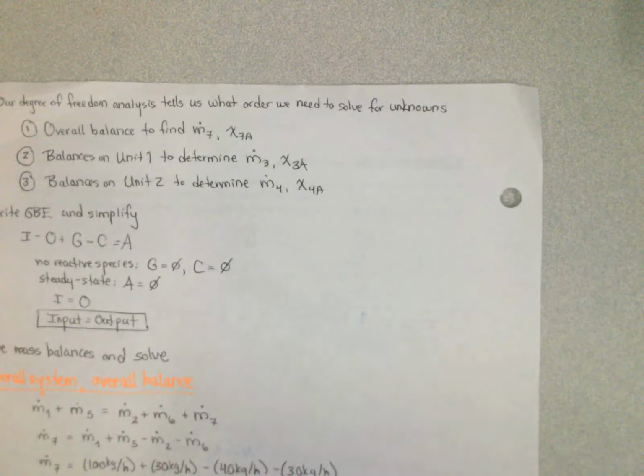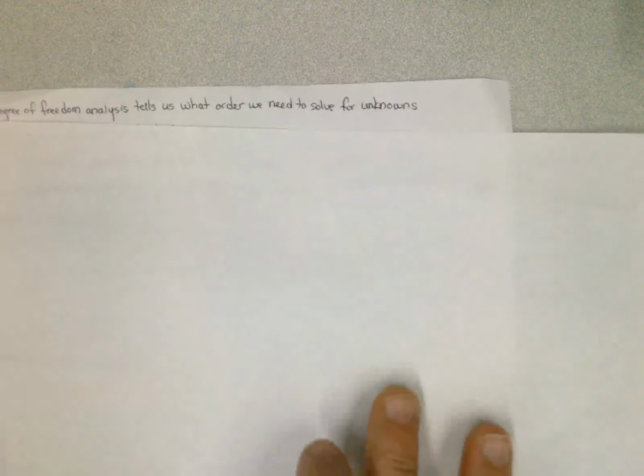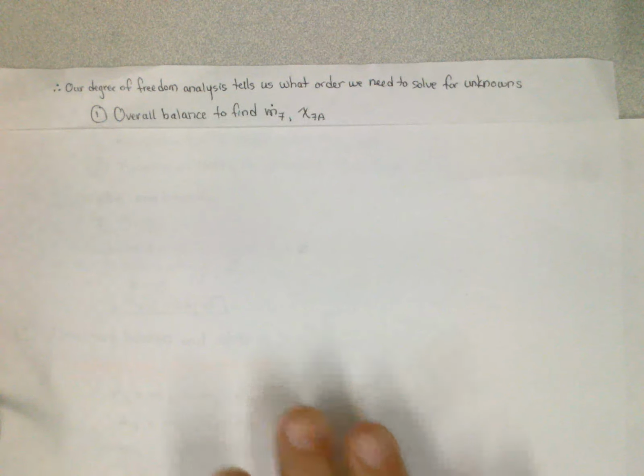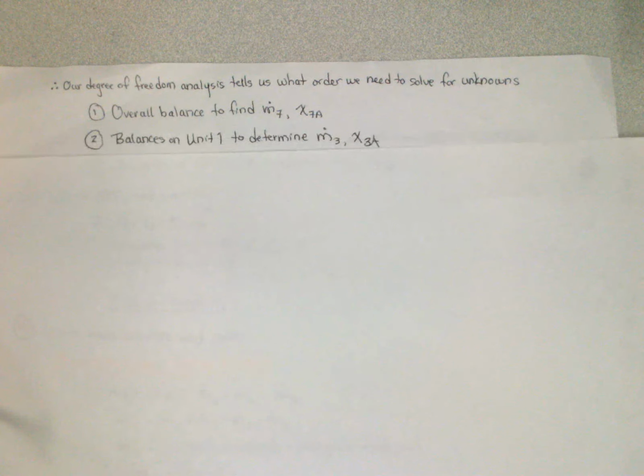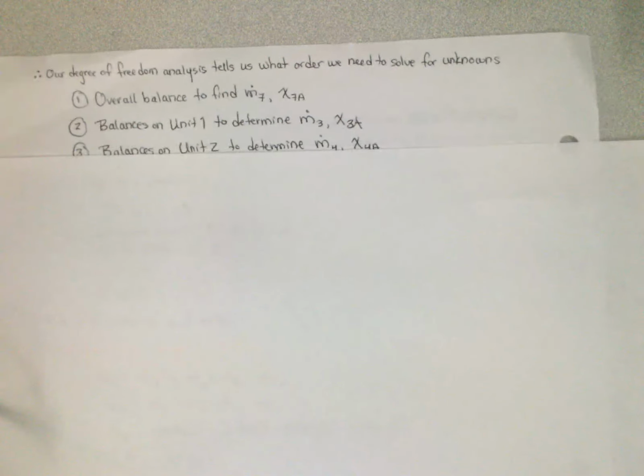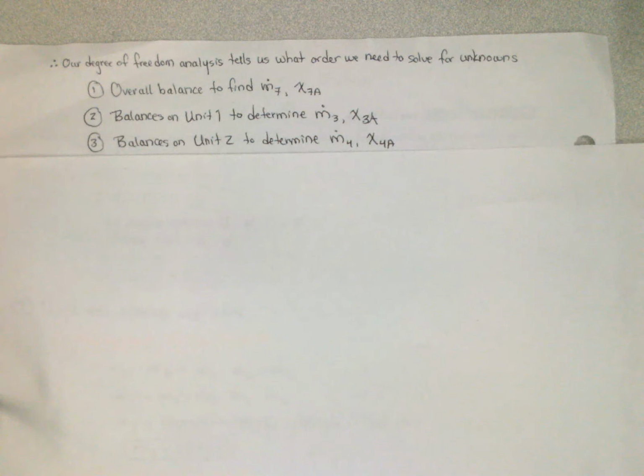Next thing that we need to do, right, is use that degree of freedom analysis to tell us what order we need to solve for unknowns. So the first thing we need to do is use the overall balance to find M7 and X7A. We need to use the balances on unit 1 to determine everything in the third stream and balances on unit 2 to determine everything in the fourth stream.